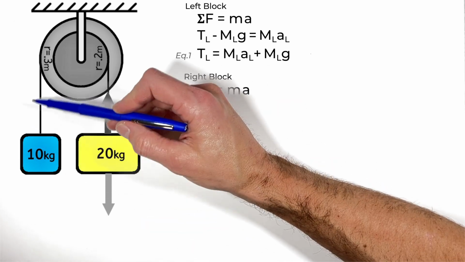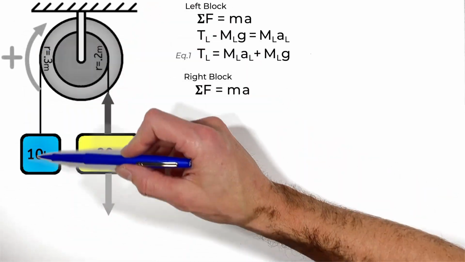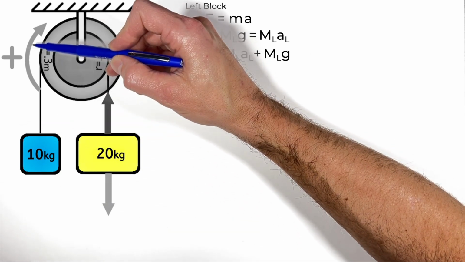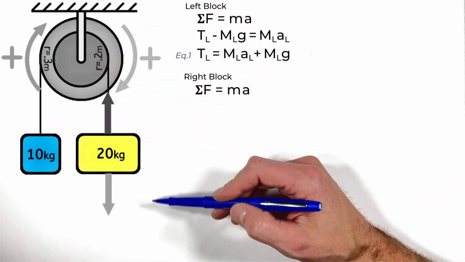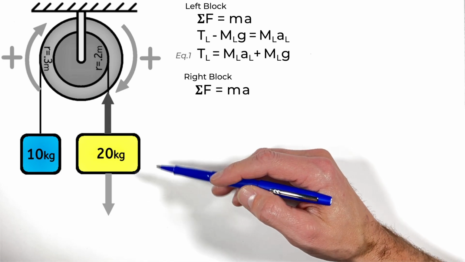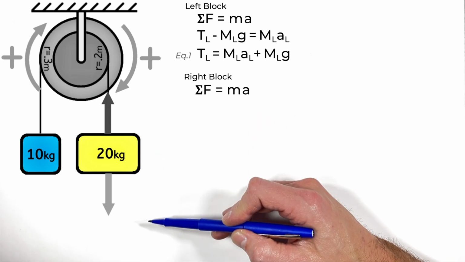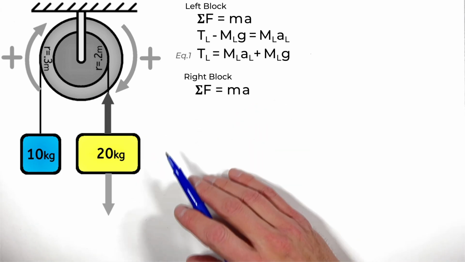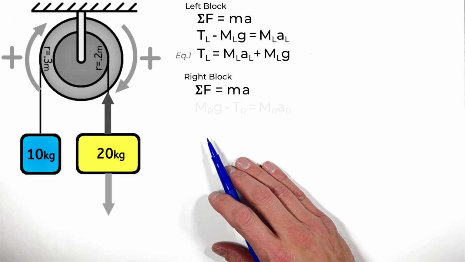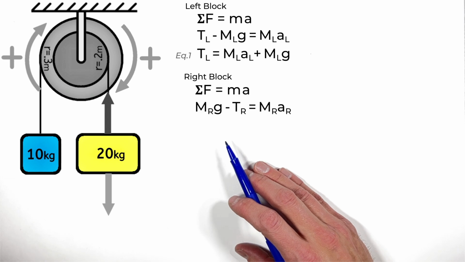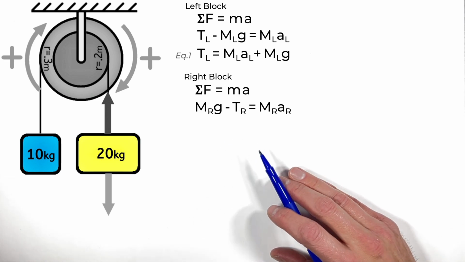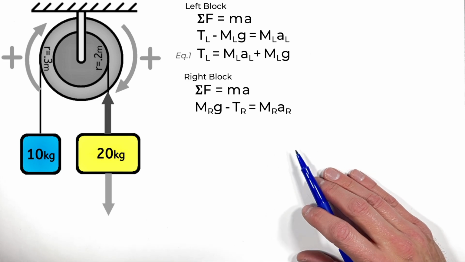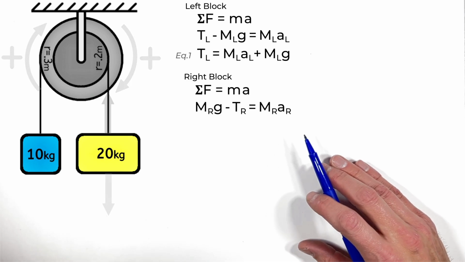You see, in this case over here with this block, we said up was positive and down was negative. Well, that upward motion of this block over here correlates to the downward motion of this block here, meaning we're actually going to say downward is positive for this block. So in applying these two forces to Newton's second law, we're actually going to have the mass on the right times g, that's its weight, minus the tension in the right string. And that's going to cause that mass on the right to accelerate at some rate. We're going to call that AR.